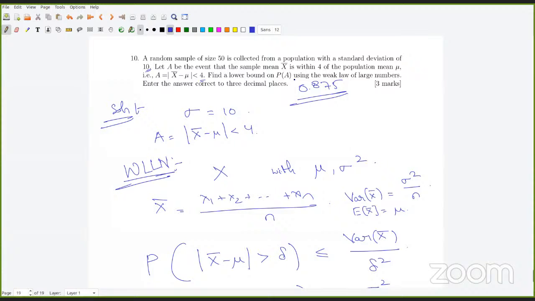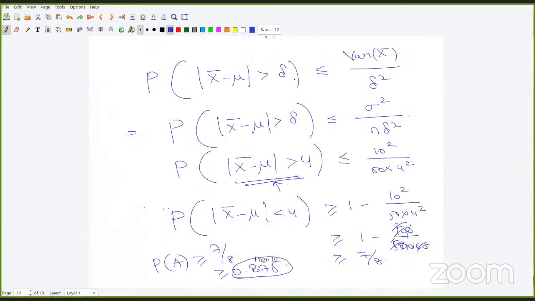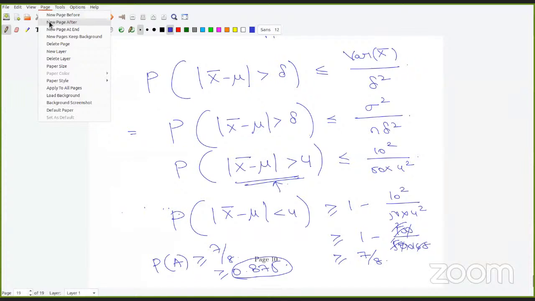So can I ask my doubt? Yeah, please. Whoever has small doubts, please ask. The PDF will be shared, right? Yeah, this will be shared.